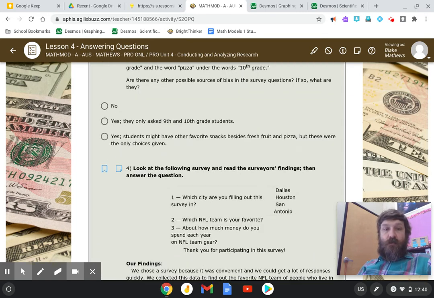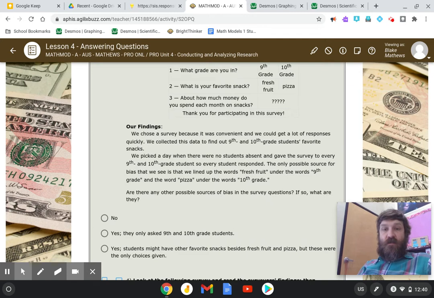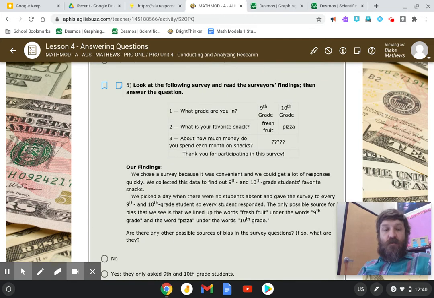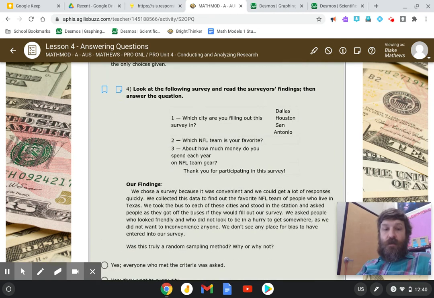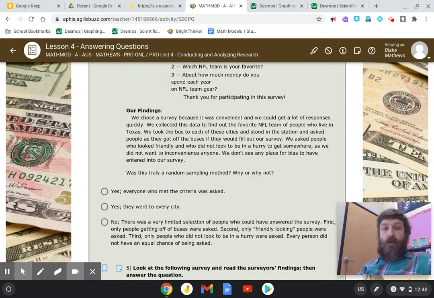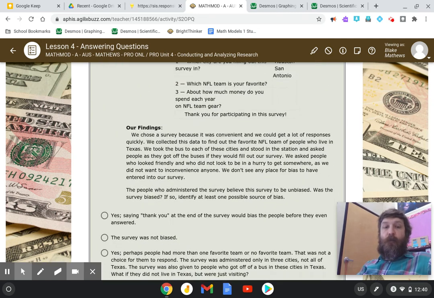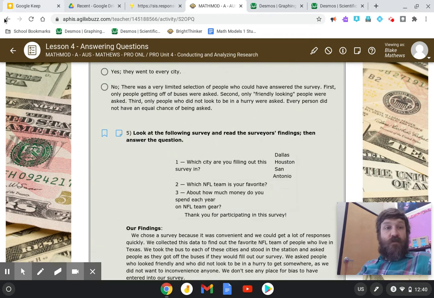Then in number 3, is this biased? Is there a source of bias? Meaning, is the survey made in such a way as to get one type of answer favored over other answers? Again, read over the definitions. Same thing with number 4. Is it a random sampling method? And then again, is it biased? And that's pretty much it for lesson 4.